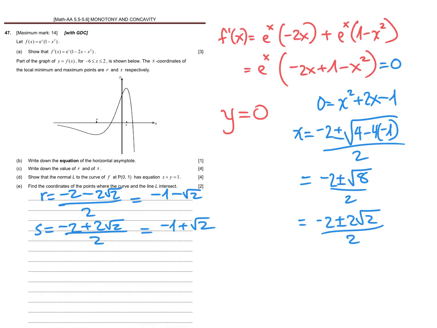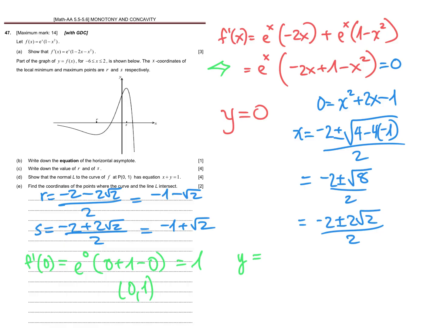And then show that the normal L to the curve f at P (0, 1) has equation x plus y equals 1. Okay, so we need to find the first derivative at 0. And they give us the x and y. So the first derivative at 0, using that, we've got e to the 0, then 0 plus 1 minus 0. So it's just going to be 1. Okay, so the point is (0, 1).